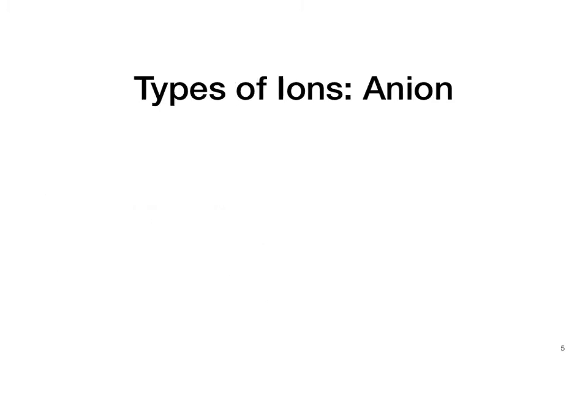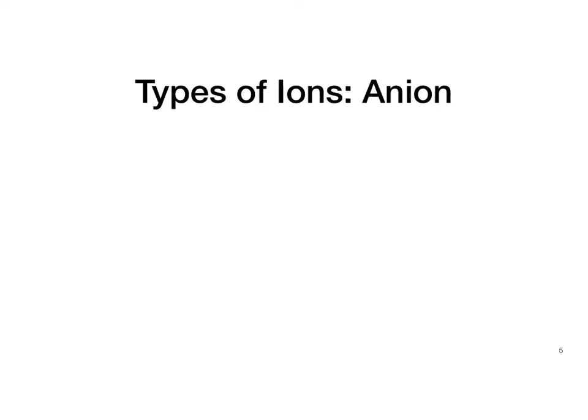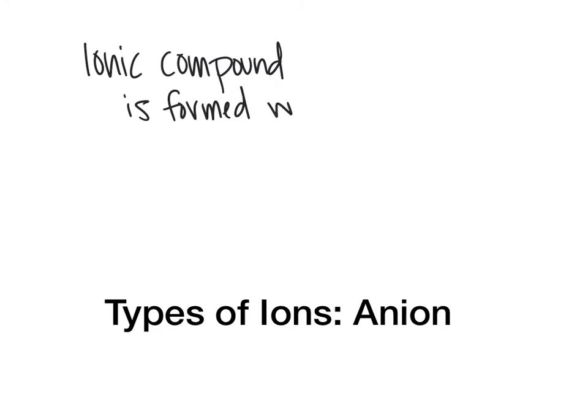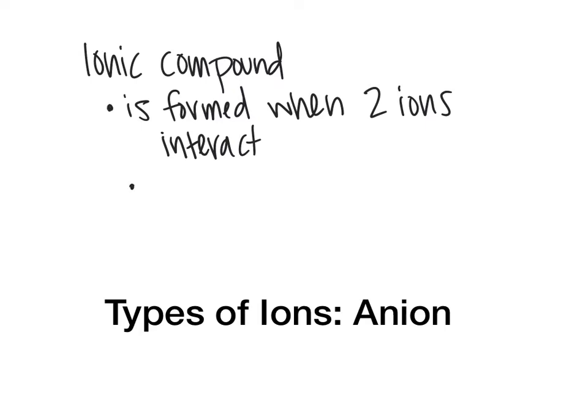I talked about how we could make ionic compounds. Before we talk about the ions, an ionic compound is formed when 2 ions interact. We're going to study a lot of ionic compounds this semester. These are usually, if not always, a metal and a nonmetal. We'll talk about when they're not metals and nonmetals, but we need to figure out what the ions are.